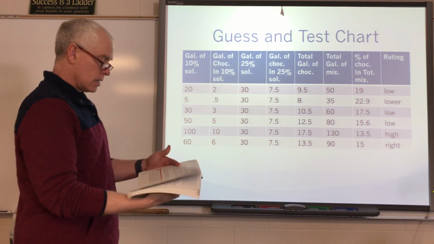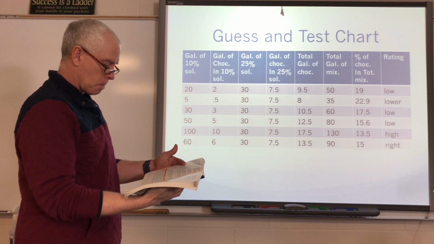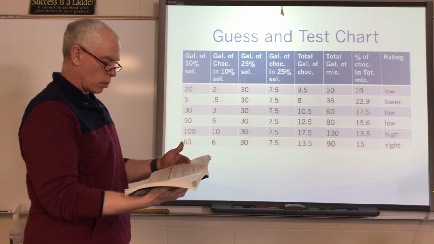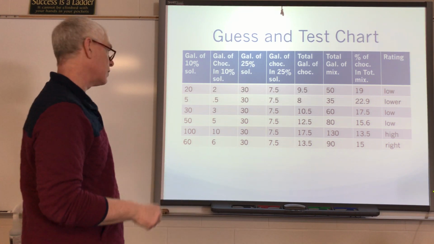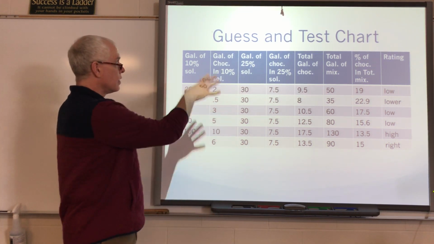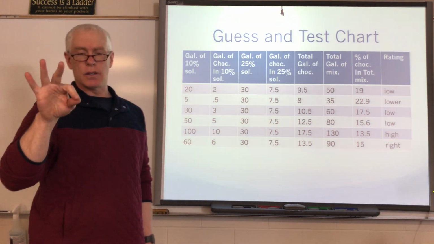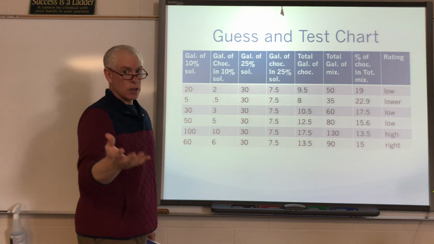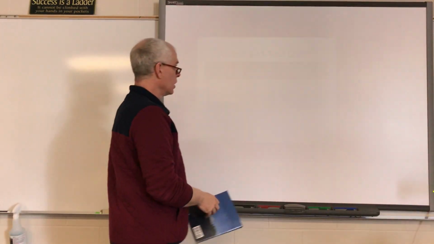So in the end, the question is, how many gallons of the 10% solution should he add to the 25% solution to make that 15% solution? 60 gallons is your answer. And this chart, in a way, answered numbers 2, 3, and 4 of our sub-problems. Okay? And so that's all I've got for you today for this example.